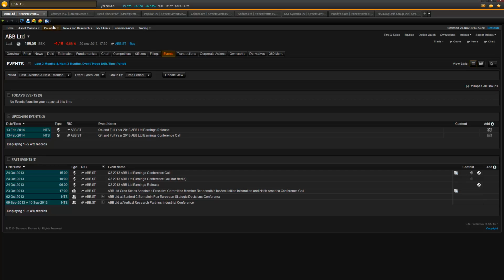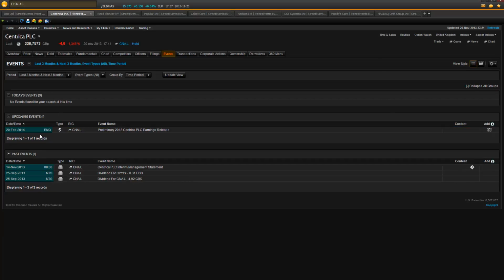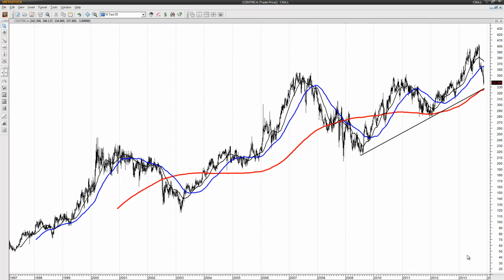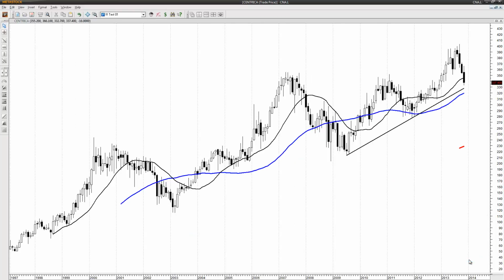329. Checking for earnings for Centrica. No earnings coming up. And look at this. You can change to the weekly. You will have the same levels and you can do it with monthly. You have the same level.